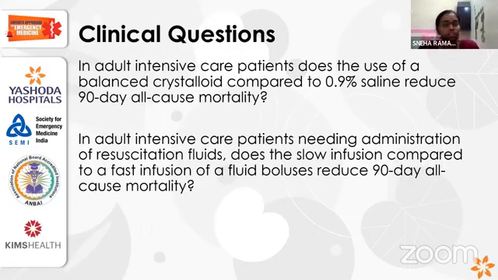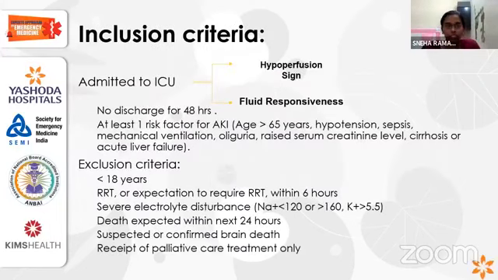The clinical question addressed was: in adult ICU patients, does the use of a balanced crystalloid compared to 0.9% saline reduce 90-day all-cause mortality? The other question addressed was whether infusion at a slow rate compared to a fast rate reduces 90-day all-cause mortality. So two questions were addressed in this trial.